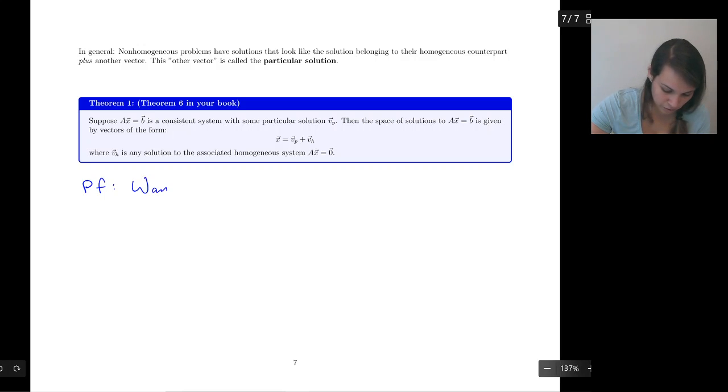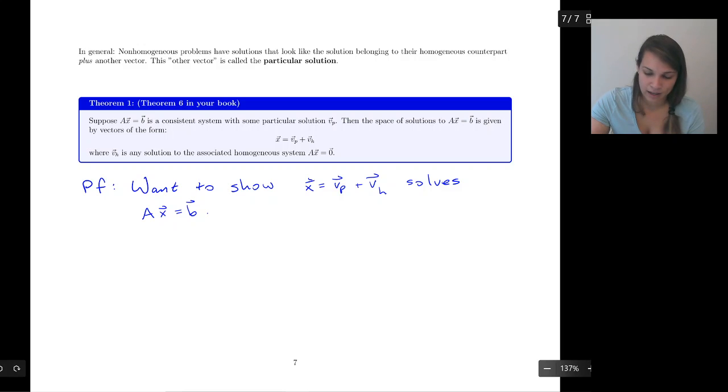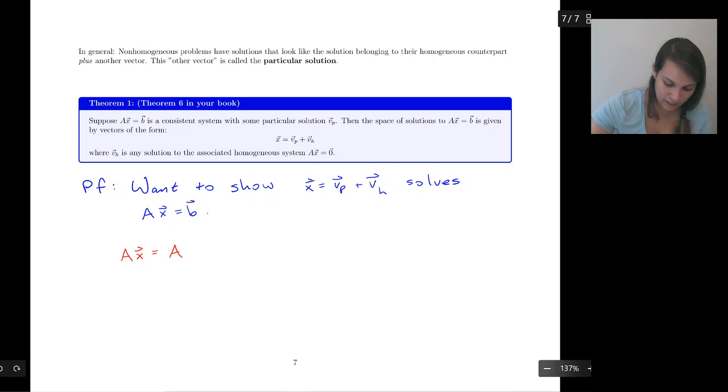We want to show X equals V particular plus V homogeneous solves AX equals B. Okay. And it's literally just as easy as plugging it in. So you have AX, but we know what X is. X is VP plus VH.